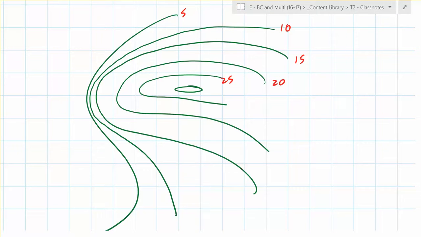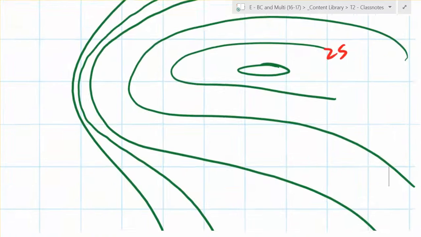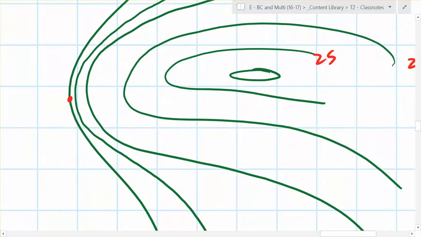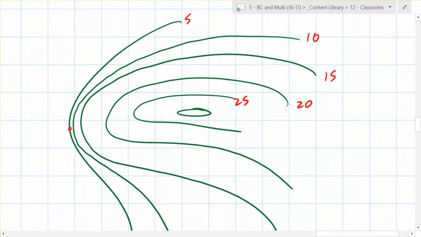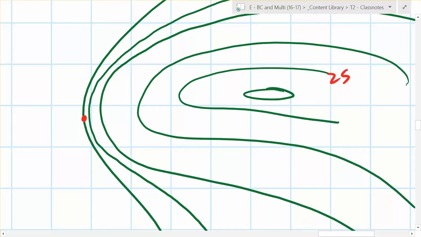Okay, so let's say you were standing at that point right there. What did I tell you about the gradient? What direction does the gradient point in? The gradient points in the direction of maximum steepness, right? So what direction at that point is the gradient pointed in? It's kind of like this, right? Let's say then when I get to here, what direction is it pointed in? Oh, it's pointed in the same direction, right?